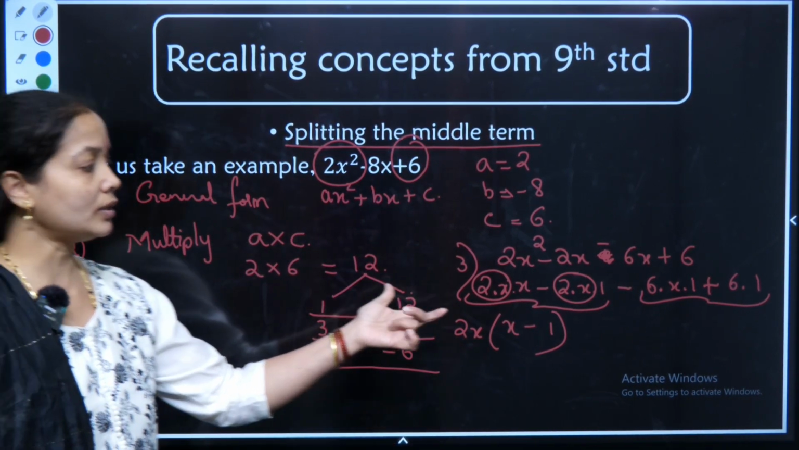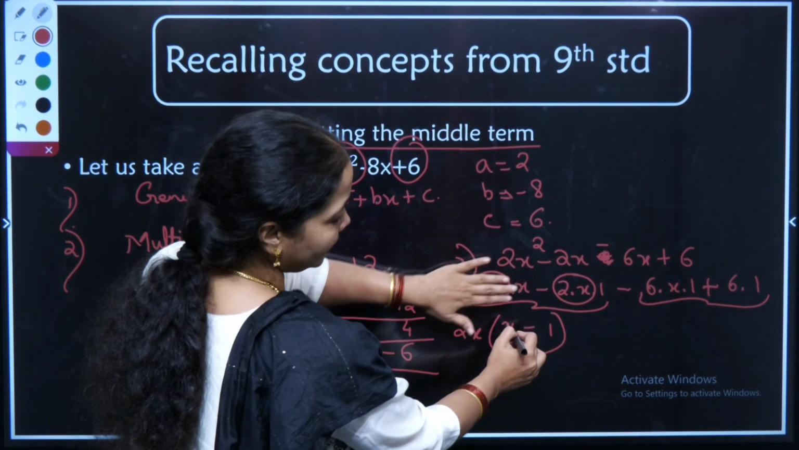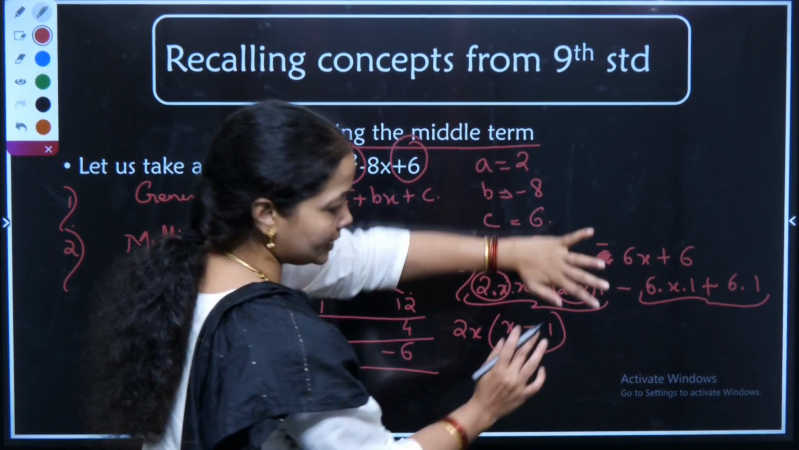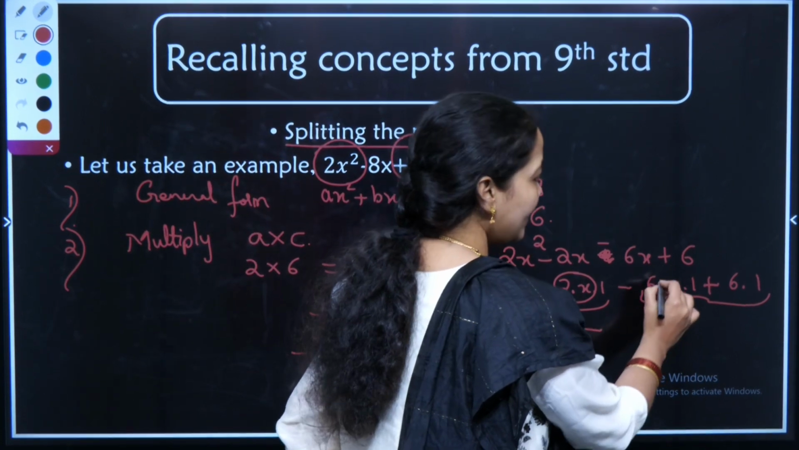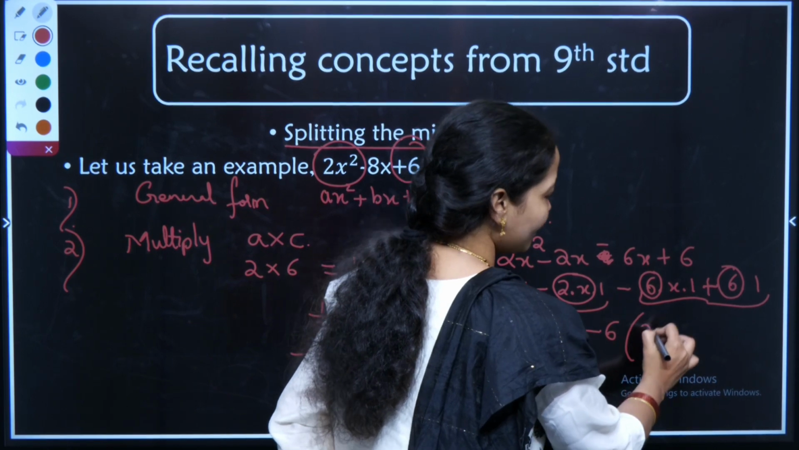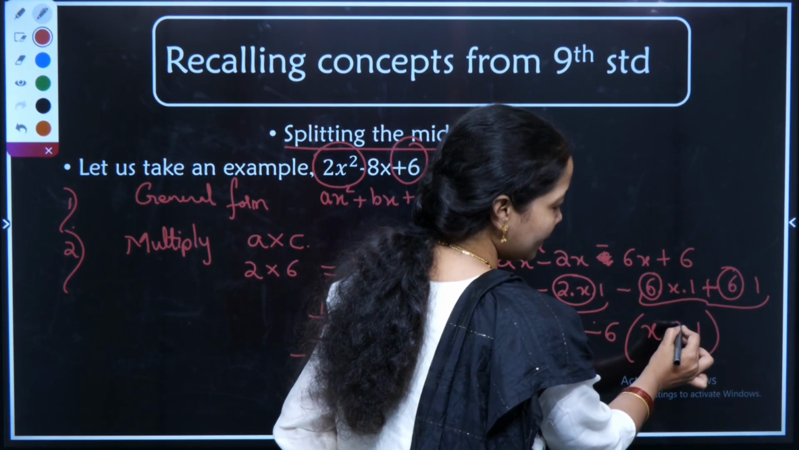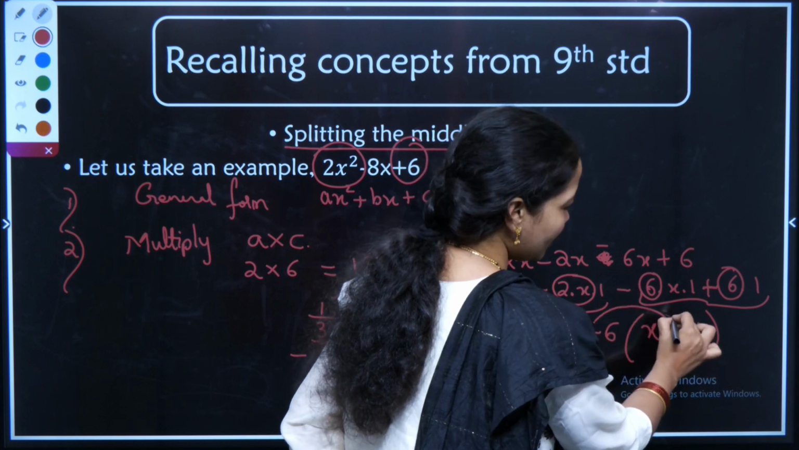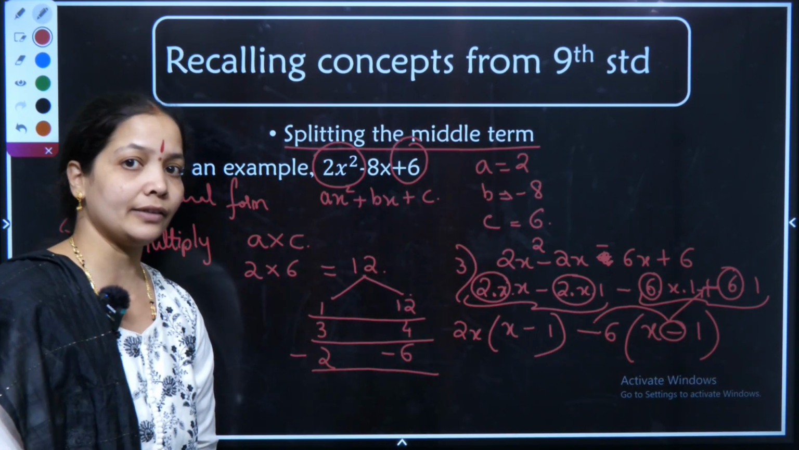Just keep a note on the terms we are writing here. If I take 2x out, x is retaining. If I take 2x out, minus 1 is retaining. As simple as that. So minus, if I take 6 out, as 6 is common here, I have x retaining and negative 1 retaining. Why did I write negative here? Because negative into negative is positive. That is the reason we are writing negative 1 here.